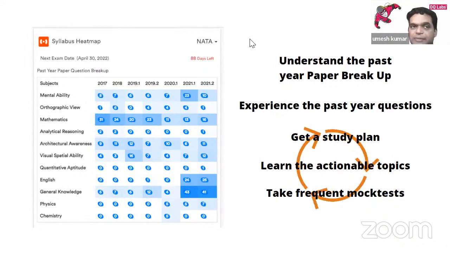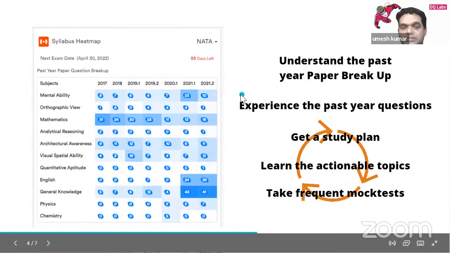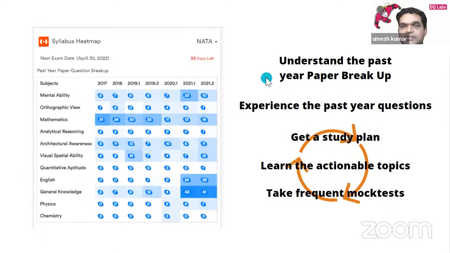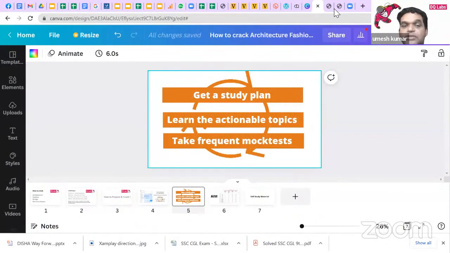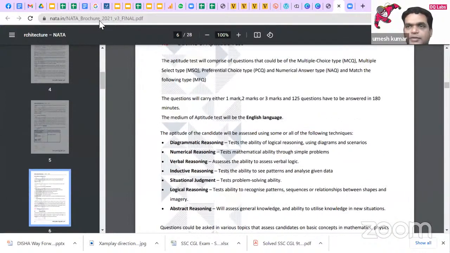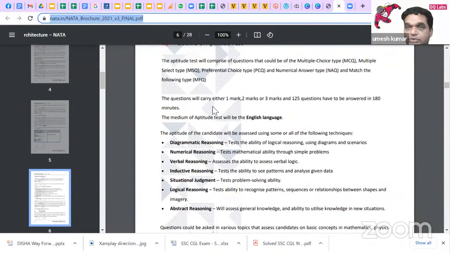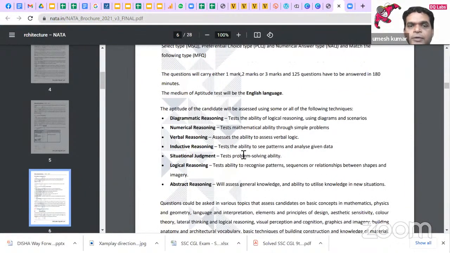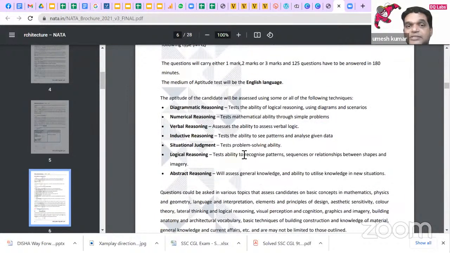And I have got a snapshot of the syllabus heat map. This is for NATA, which is going to happen in the next 88 days, right? Let me do a small comparison in terms of what syllabus they give. For example, if you look into the syllabus of NATA, this is on the NATA website. It's the NATA brochure, the 2021-2022 brochure, right? So this is the syllabus that they give.